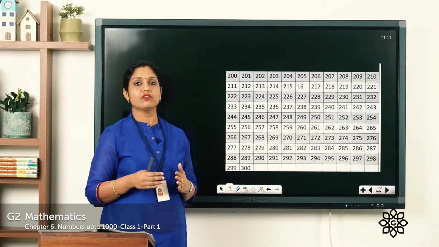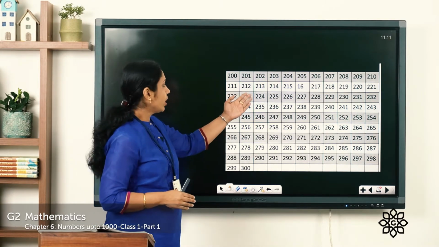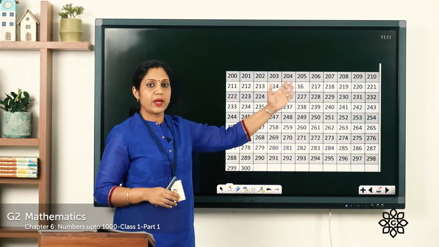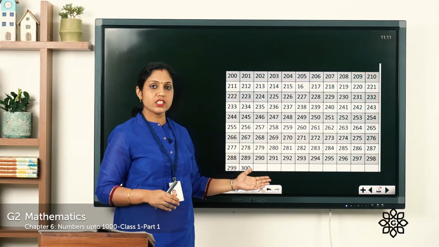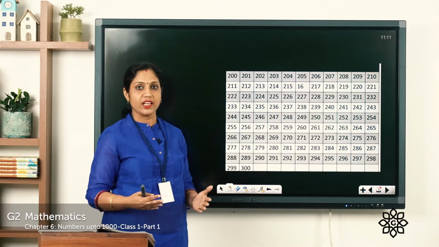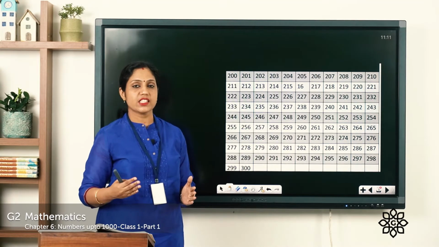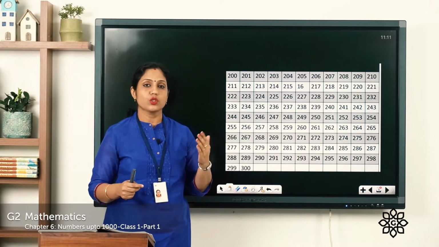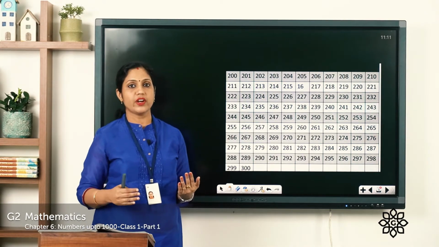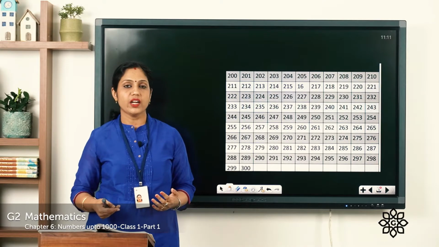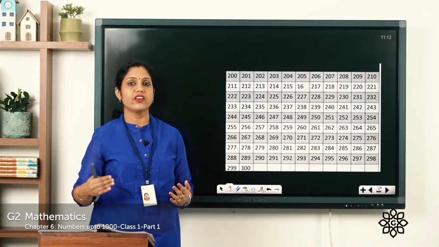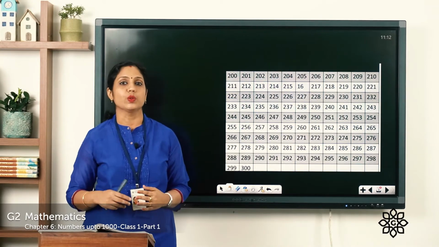Again the same pattern follows. 201, 202, 203, 204, 205 and this pattern follows. And then when it reaches the number 299, the next number will be 300. That is the next 100. So 100, 200, 300, 400, 500, 600, 700, 800, 900 and so it goes.